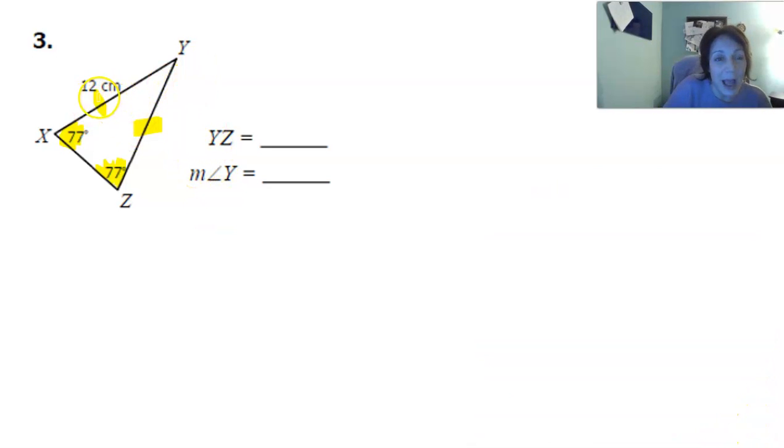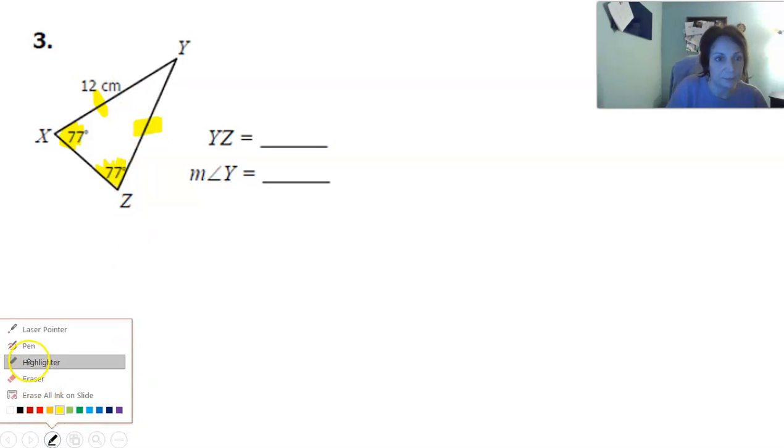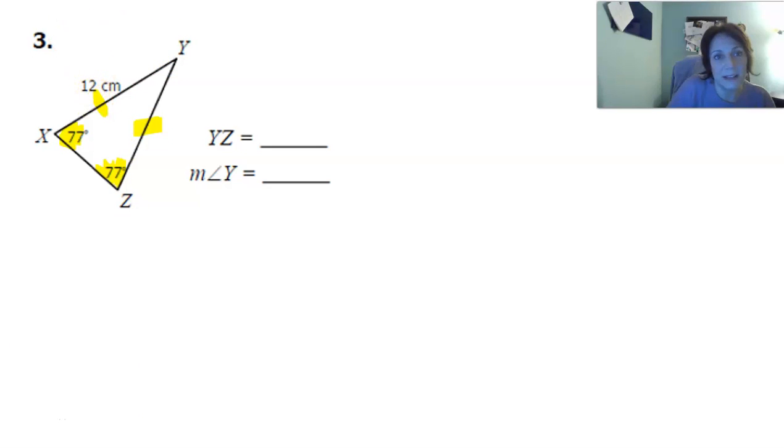All right, so I know these two sides are the same, so I already got one question answered here. I know what YZ is. That's this side, right? Well, if this is 12, bingo, bango, YZ has to be 12 as well.